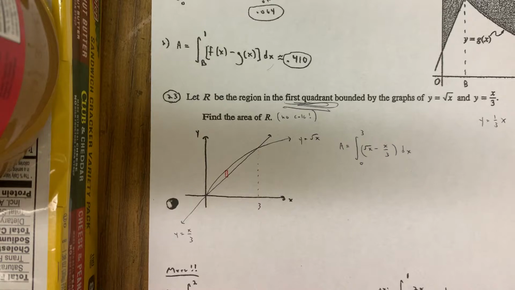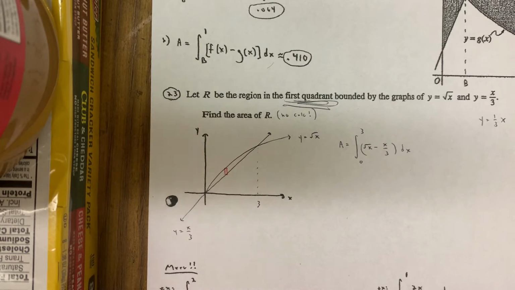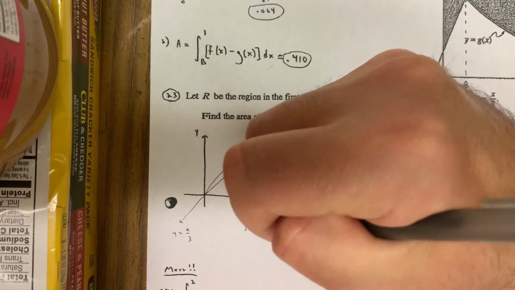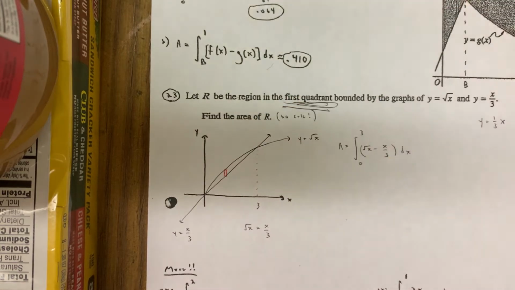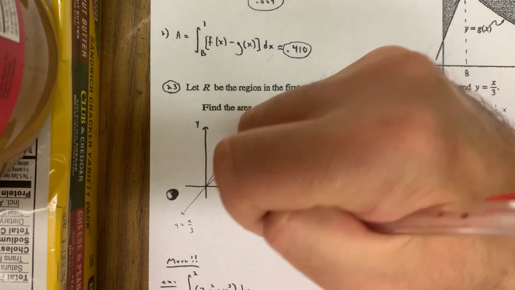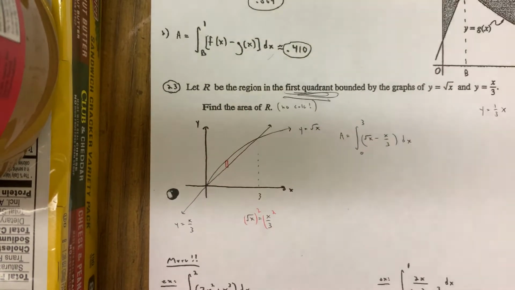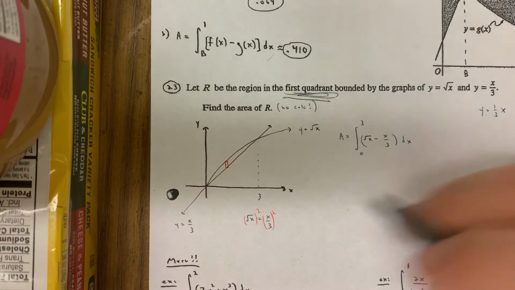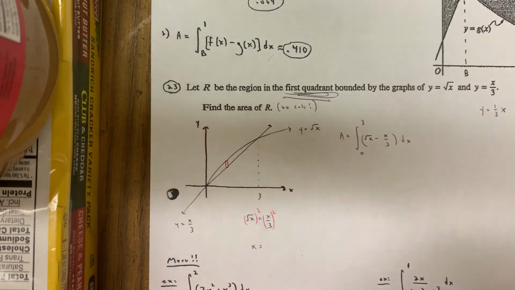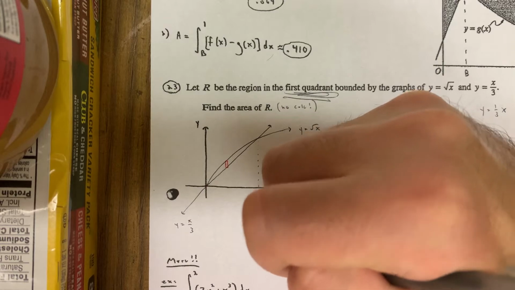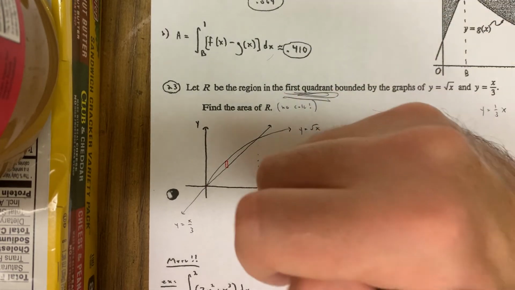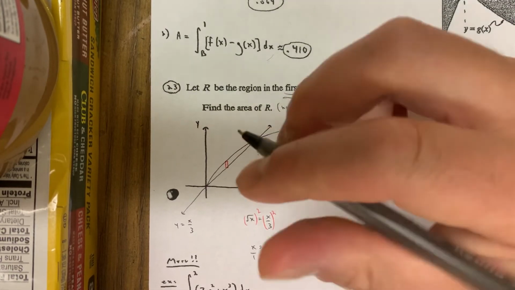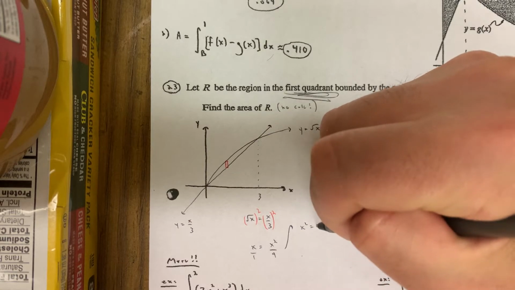Most people wouldn't do it that way. They'd set them equal if you want to know where two functions intersect. So here, take radical x, set it equal to x over 3. To get rid of that radical, I'd square both sides. And we'd have x is equal to x squared over 9. Cross multiply here and get that x squared is equal to 9x.